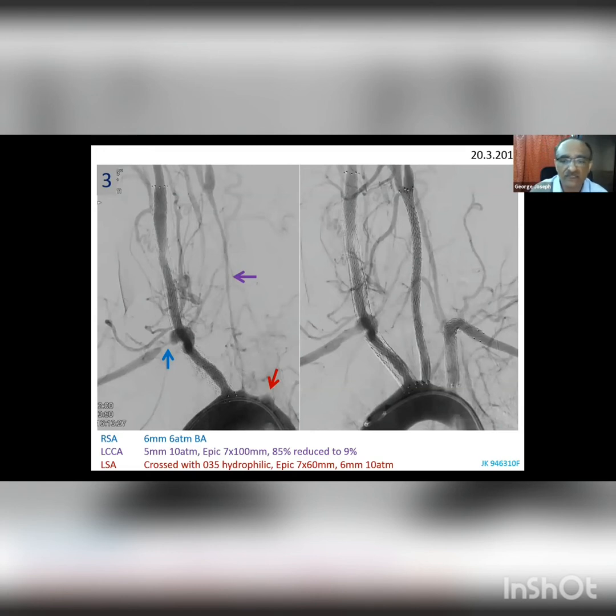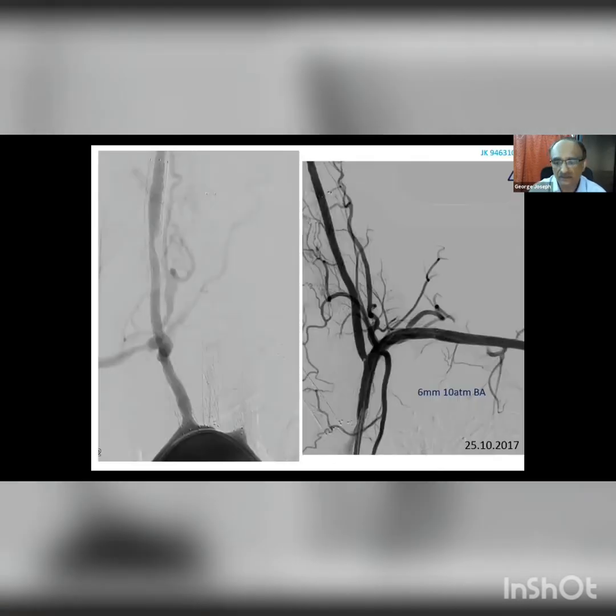So this time we balloon dilated the right subclavian artery with a 6 millimeter balloon, stented the left common carotid with a long epic stent, 10 centimeters long, and recanalized the left subclavian and put in an epic stent here too. And that was March of 17.